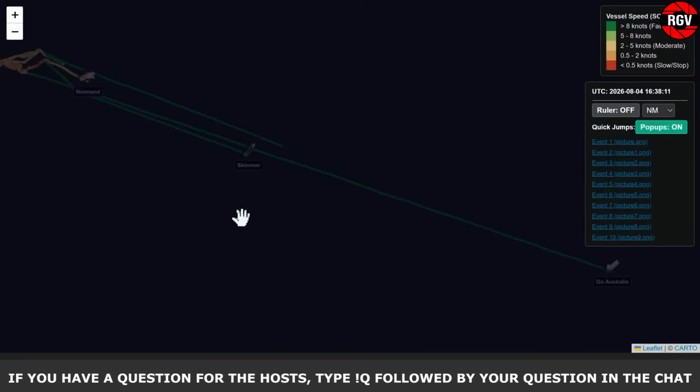Skimmer is piecing out along with Go Australis there. And based on the current speed it was doing during this little stretch, which is around 2.7 knots average, it got up to 3.3 knots. You can calculate that in 800. It's about 11, 12 days to get back to Dampier.